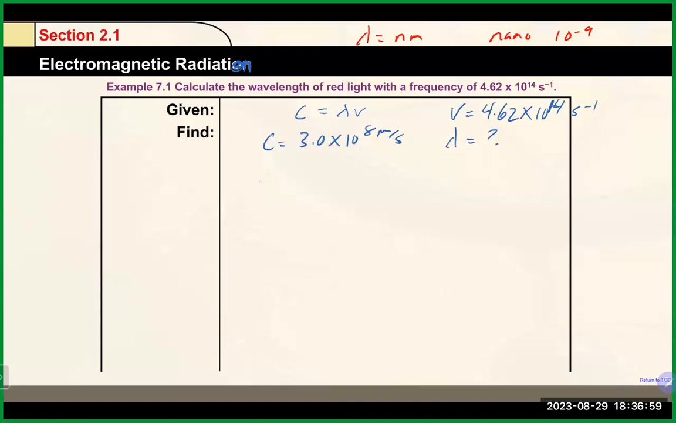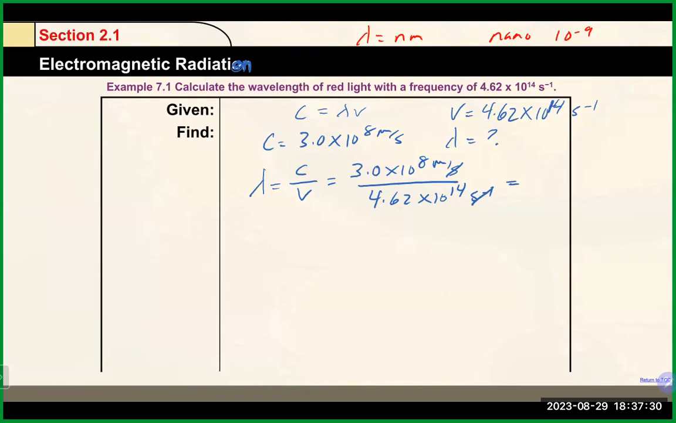So rearranging our equation to solve for wavelength, it is c divided by the frequency. Putting in here our 3 times 10 to the 8 meters per second divided by our frequency of 4.62 times 10 to the 14 reciprocal seconds. The seconds will cancel each other out, and we will be left with meters at this point. Remember, we want to use our exponent button, which is 3 exponent button 8 divided by 4.62 exponent button 14.